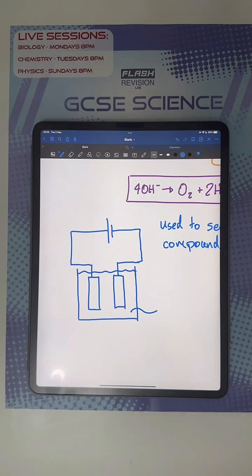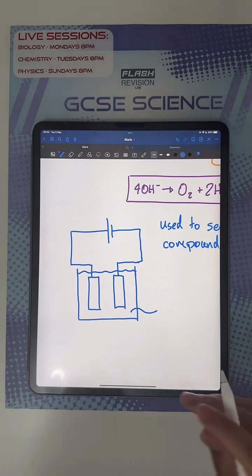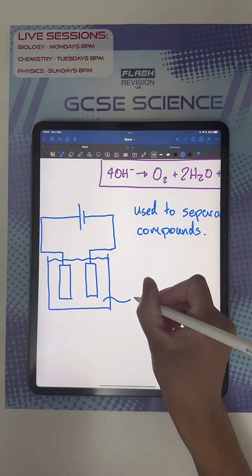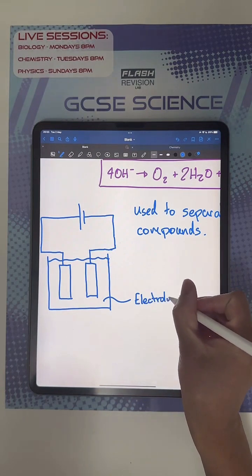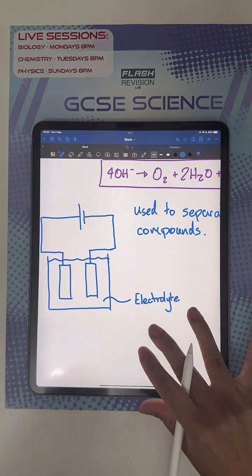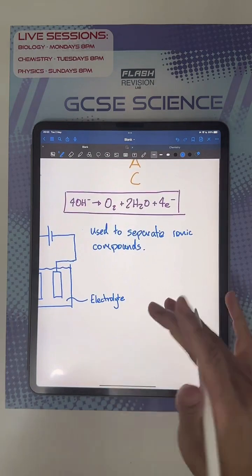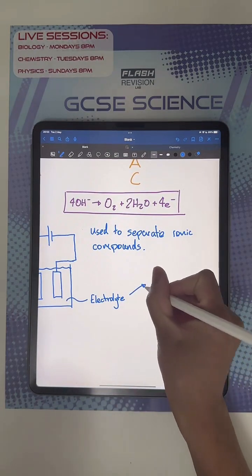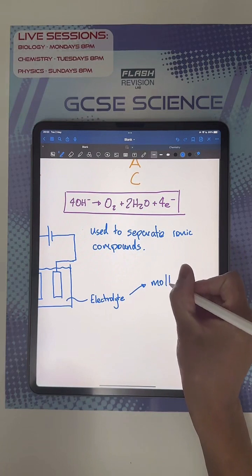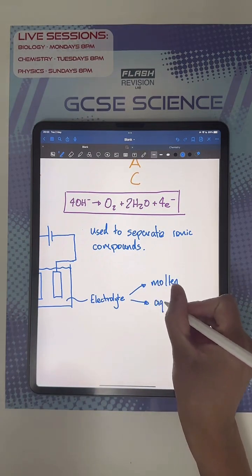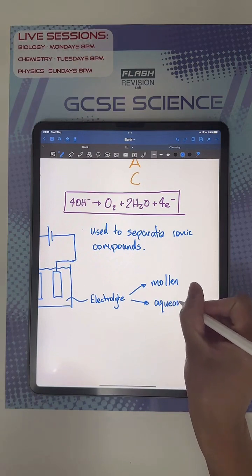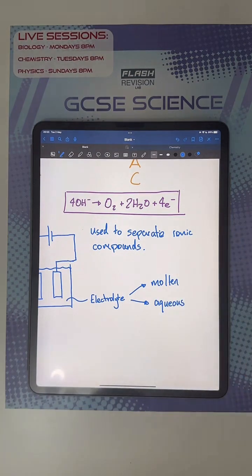This is relevant for OCR, Edexcel, and AQA. Electrolyte, thank you, Olivia. So we call that the electrolyte. The electrolyte is the ionic compound, and it's an ionic compound that's either molten or aqueous. Molten just means it's melted to a liquid. Aqueous means it's been dissolved in water.